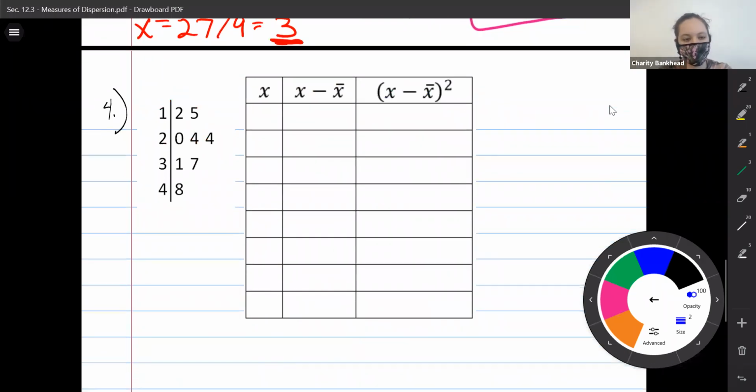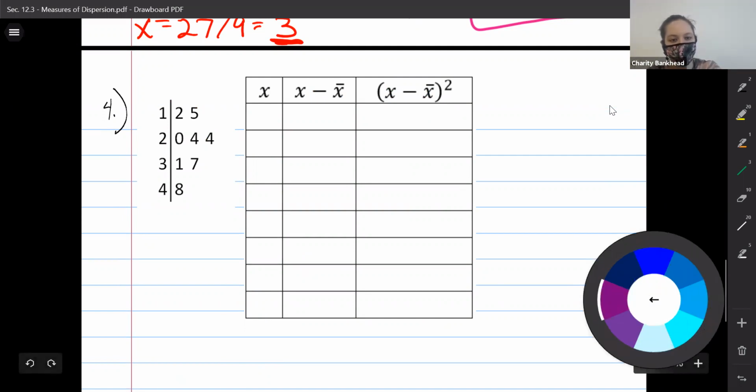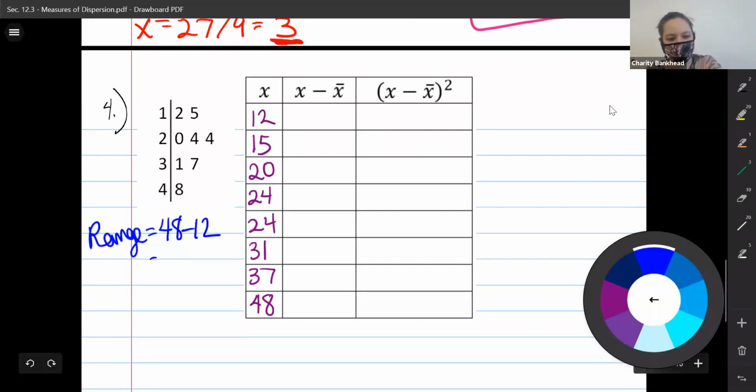All right, number 4, let's convert that stem and leaf plot into our table. So we have 12, 15, 20, 24, 24, 31, 37, and 48 as our data set. So if we did the range, that would be 48 minus 12, which would equal 36. So that would be the range.